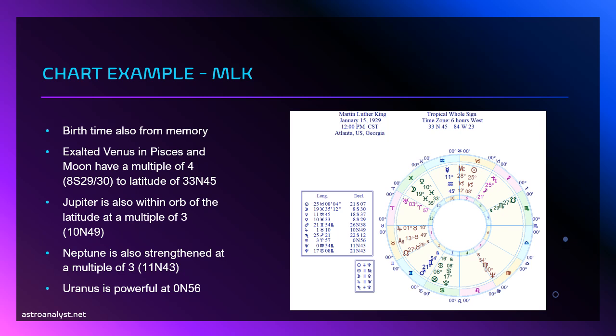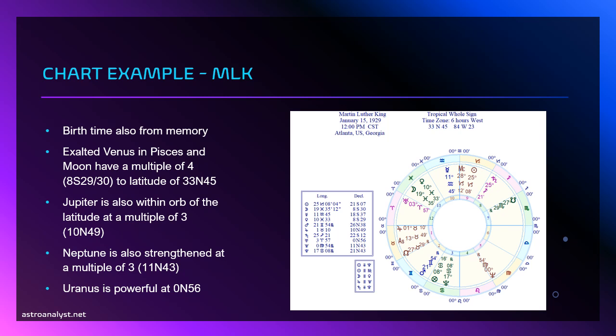Our final example is Martin Luther King, which we can also assume is from memory, especially with the 12 p.m. chart that's out there. So what we have is, in terms of essential dignity, he's got his exalted Venus in Pisces, which is very powerful. Pisces being a sign that can tap into the collective. And the Moon and Pisces are there. You really feel Martin Luther King at a visceral level when he talks in his speeches.